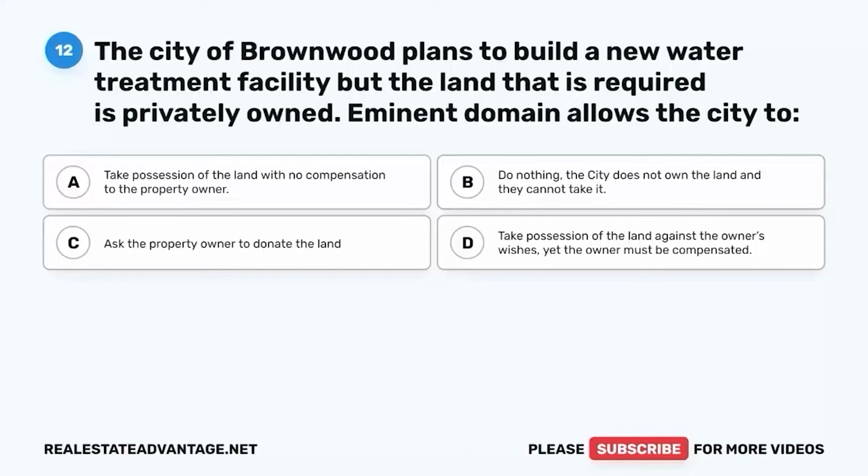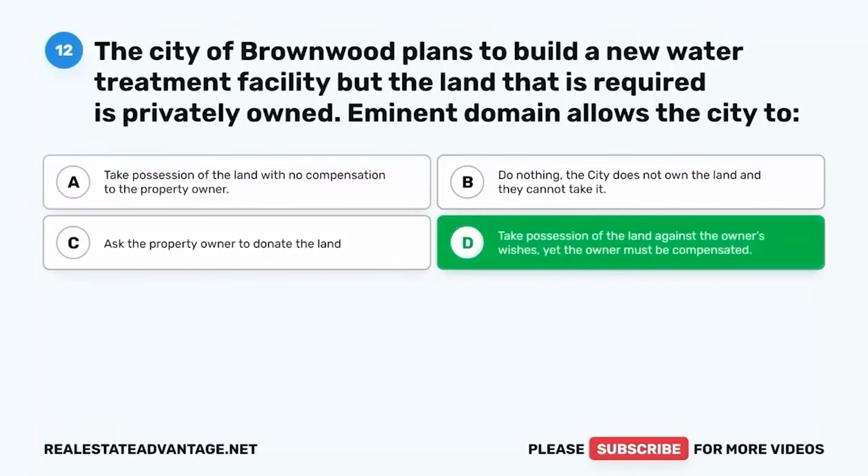Eminent domain allows the city to A. Take possession of the land with no compensation to the property owner. B. Do nothing. The city does not own the land and they cannot take it. C. Ask the property owner to donate the land. D. Take possession of the land against the owner's wishes, yet the owner must be compensated.